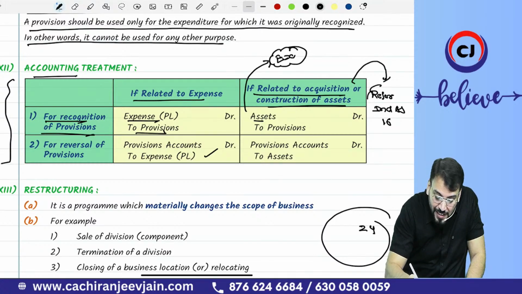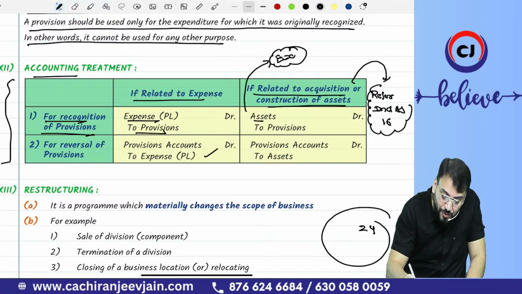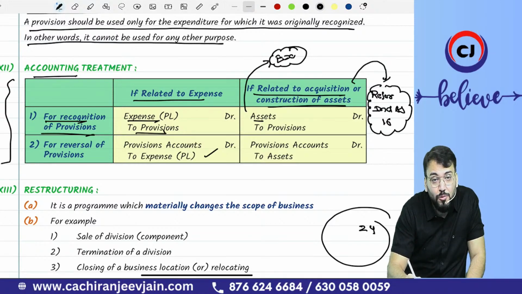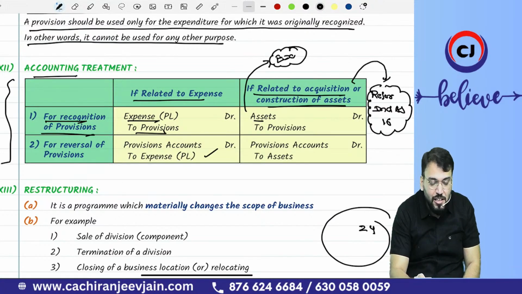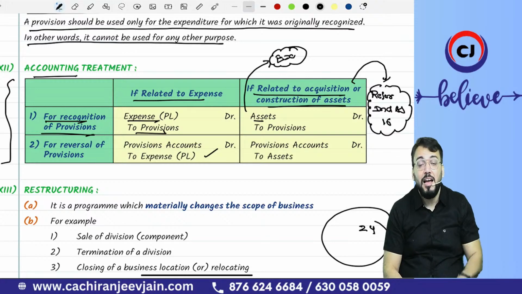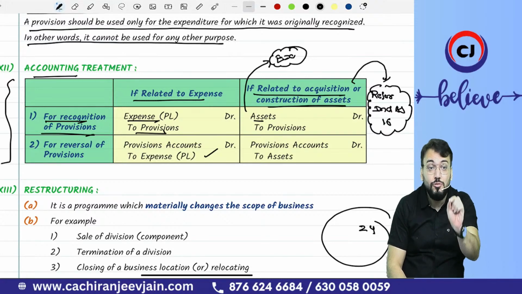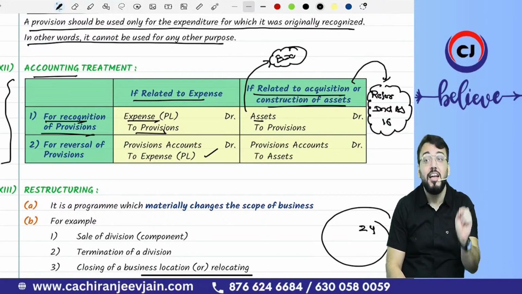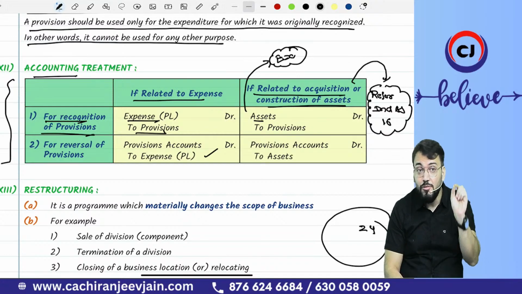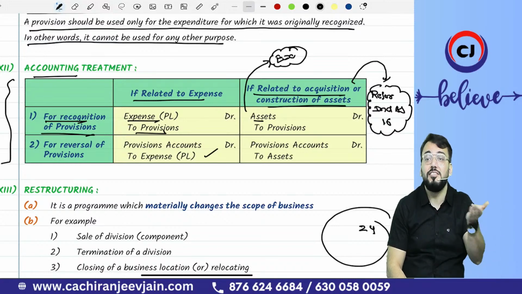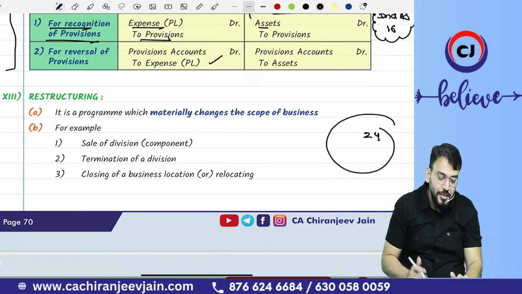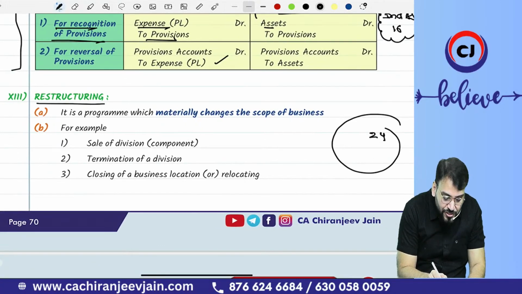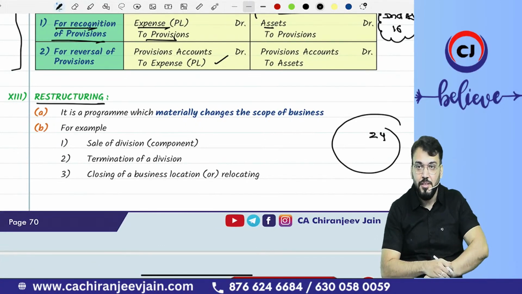So there is only one example for this, and that too we will do under Ind AS 16. So right now I will not explain. But I just want to make you realize that you don't say yes sir till you understand. Then what is the difference between CA Inter and CA Final? Same thing will happen. Then come to the last point of this chapter, restructuring.